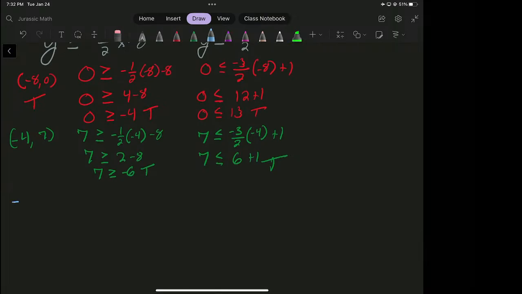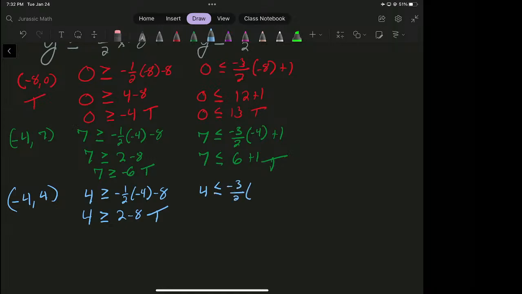Negative 4 comma 4. That one's going to be our wrong answer. So 4 greater than or equal to negative 1/2 times negative 4 minus 8. 4 greater than 2 minus 8. That's a true statement. 2 minus 8 is negative 6, which is less than 4. But for the other side, we plug in negative 4. So we get 4 is less than or equal to 6 plus 1. Nope, that's still a true statement.